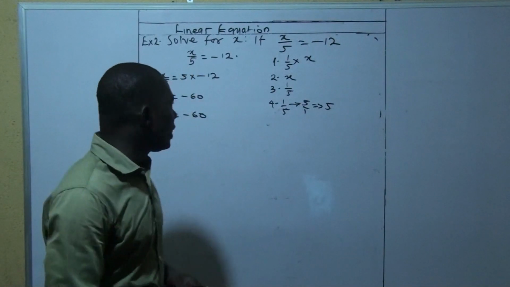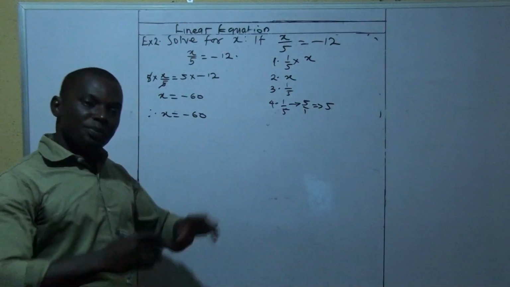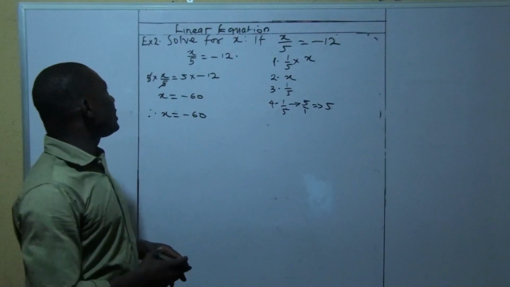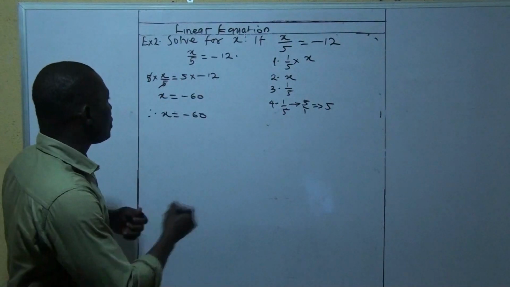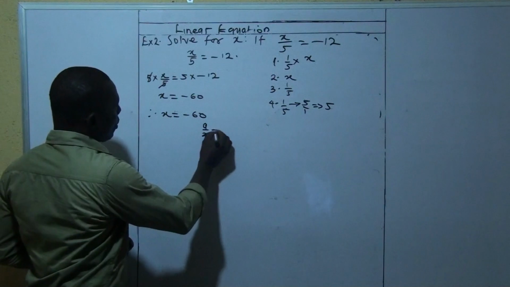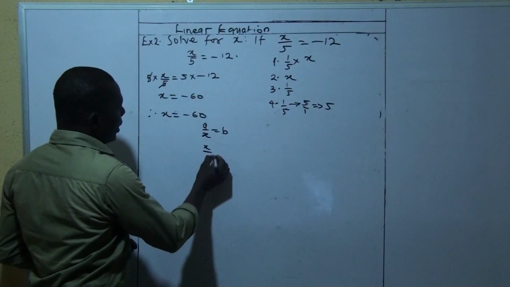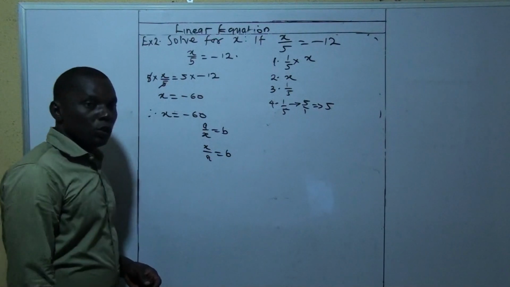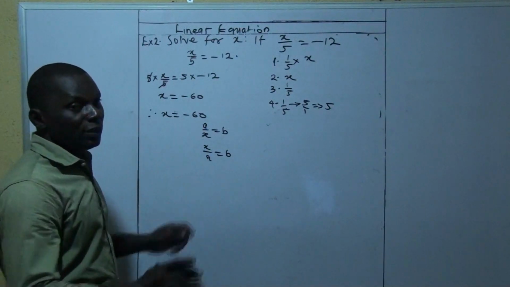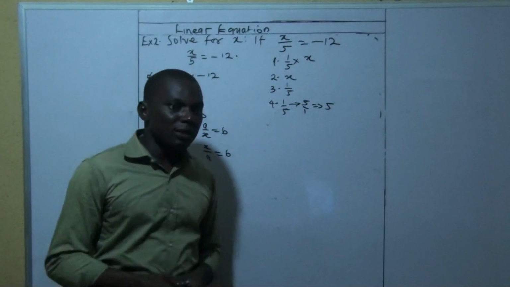So I will leave you here. In our next class, we will continue from here. So quickly, we have looked at how to resolve linear equations of the form ax = b, as well as the one that is x over a is equal to what? b. So the procedures are very straightforward. If you follow them systematically, you can't miss it.